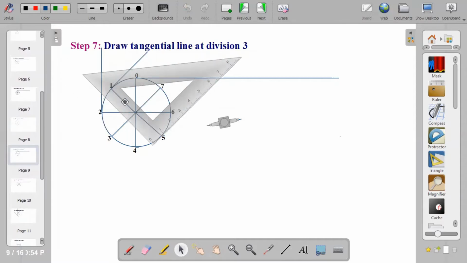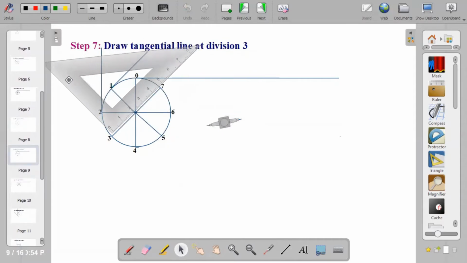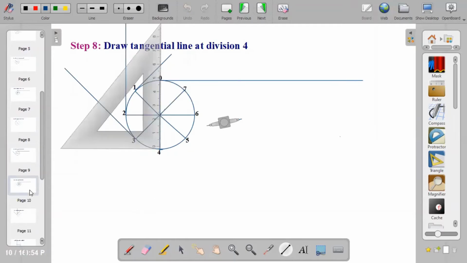Then you also place your set square at division 3. Make sure it's forming 90 degrees at that point. Bring your pencil and project your tangential line outward. So this is division 3. I'll take it to the next one, division 4.